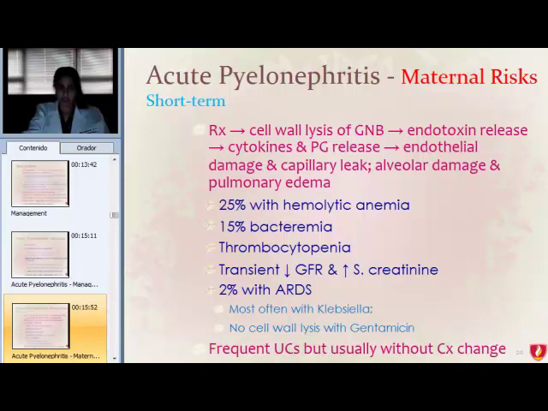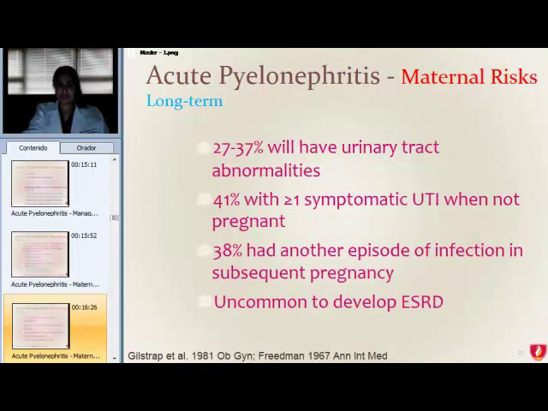And of course, prompt management of any respiratory difficulty. The biggest short-term or feared maternal risk of acute pyelonephritis is acute respiratory distress syndrome. However, this occurs only in 2% of patients. Other complications are much more common, like hemolytic anemia, bacteremia, thrombocytopenia, or even transient reduction in renal function. Frequent contractions occur in patients with acute pyelonephritis, but luckily, usually these occur without any cervical change.